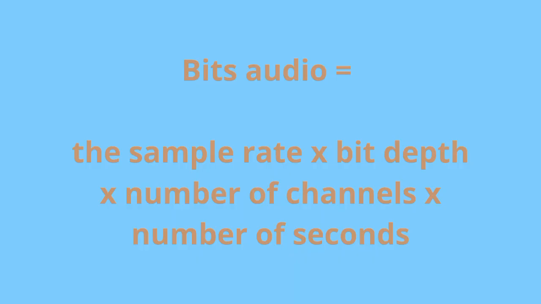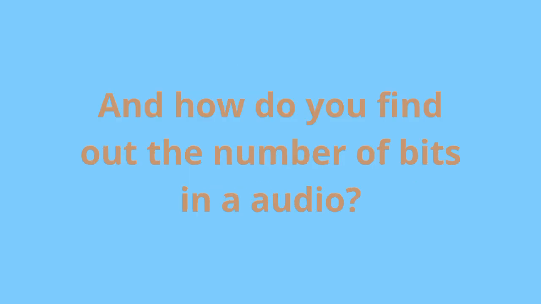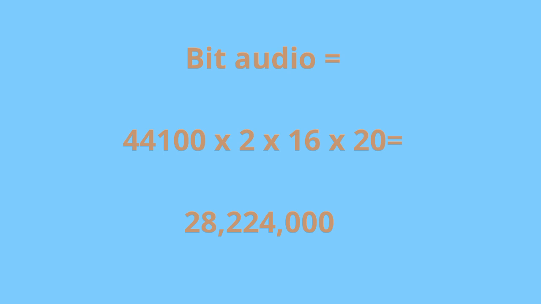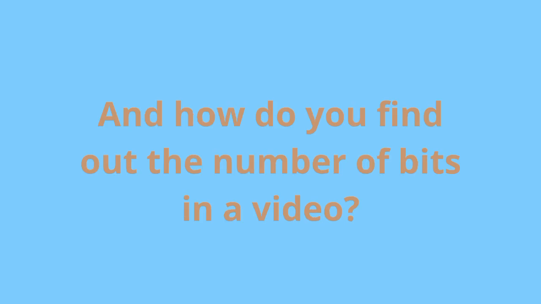And how do you find out the number of bits in an audio? To find out the number of bits in an audio, you must multiply the sample rate times bit depth times number of channels times number of seconds. If I send an audio with 44,100 Hz, 16-bit quality, 2 audio channels, and 20 seconds, how many bits will the audio have in total? The bits of the audio would be equal to 44,100 times 2 times 16 times 20, which would be equal to 28,224,000.